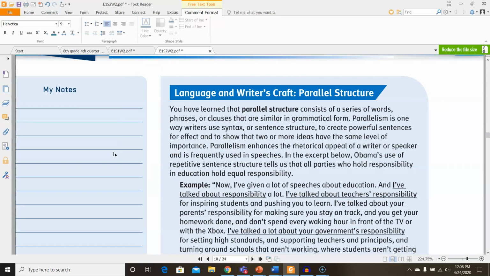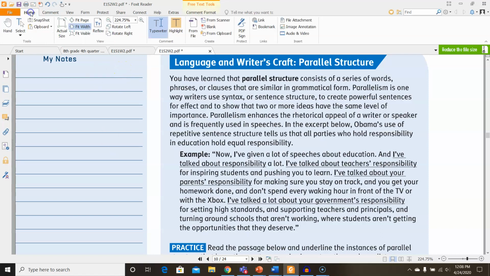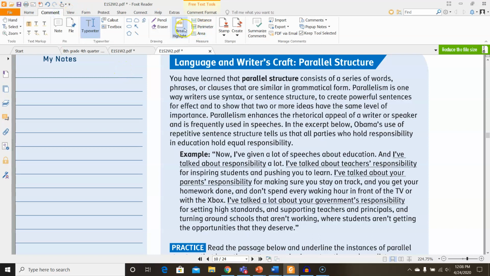So now, the next thing that we're going to look at after you finish that activity is the language and writer's craft parallel structure section. So in the past, you've learned that parallel structure consists of a series of words or phrases or clauses that are similar in grammatical form. So parallelism is a way writers use syntax or sentence structure to create powerful sentences for effect and to show that 2 or more ideas have the same level of importance.